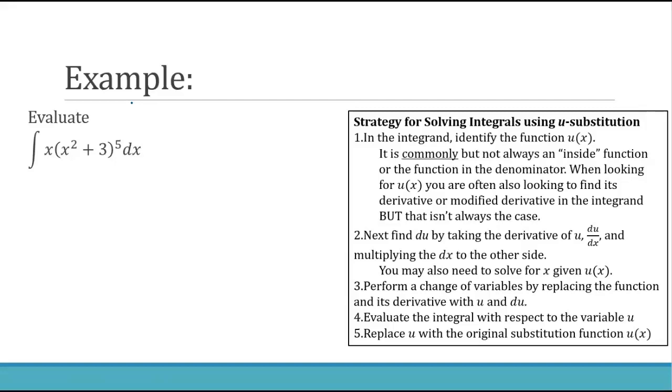Alright, so the strategy starts by saying in the integrand, we want to identify this function u of x. And it's commonly, but not always, an inside function, or the function in the denominator. So when looking for this u of x, you're often also looking to find its derivative or its modified derivative, so we want to be off by maybe just a constant in the integrand somewhere. But that isn't always the case.